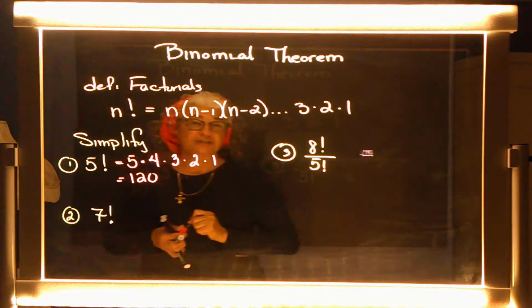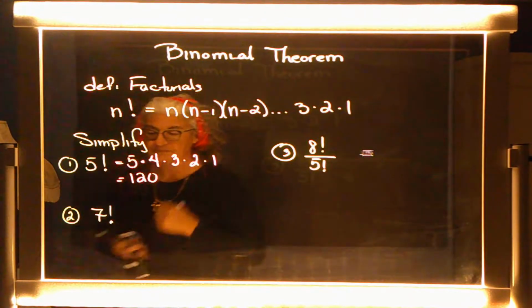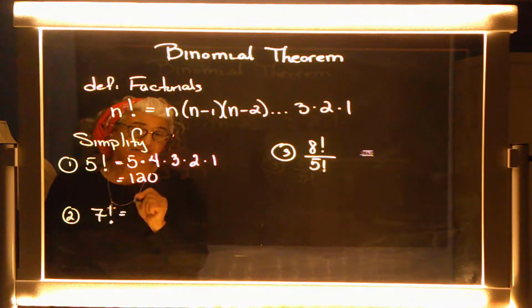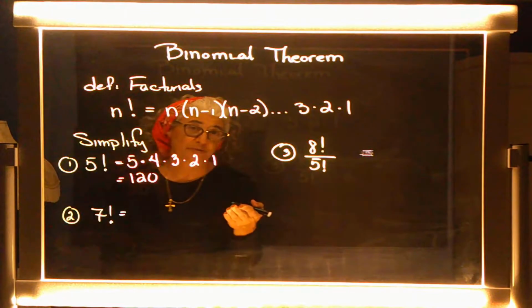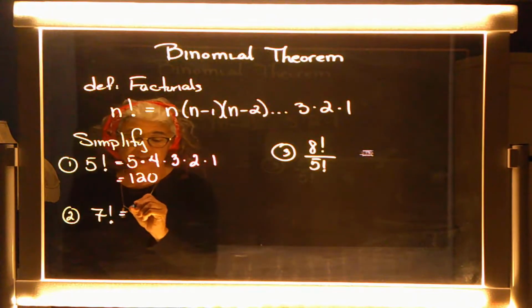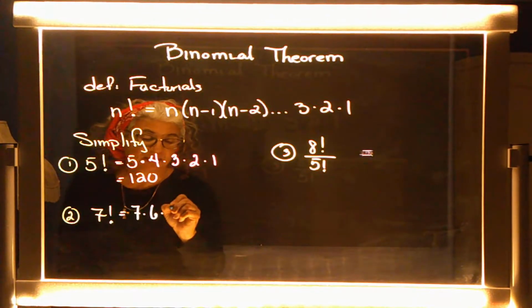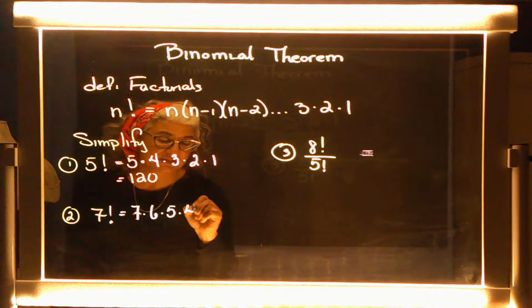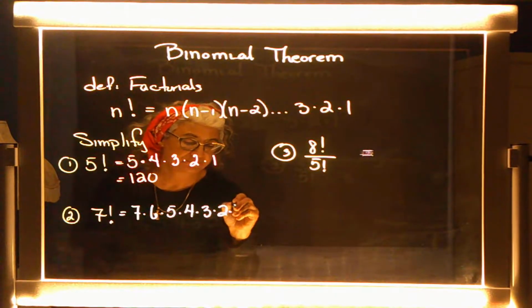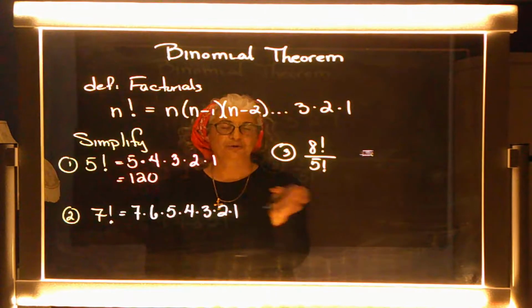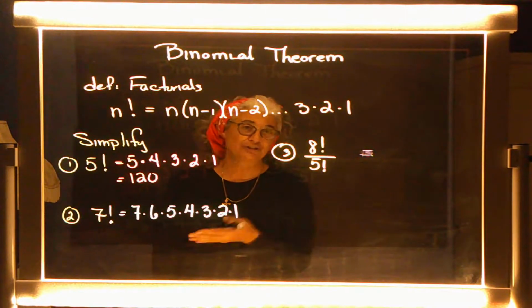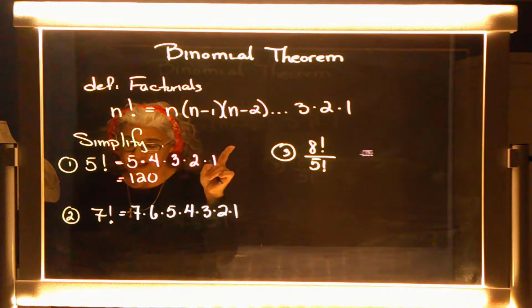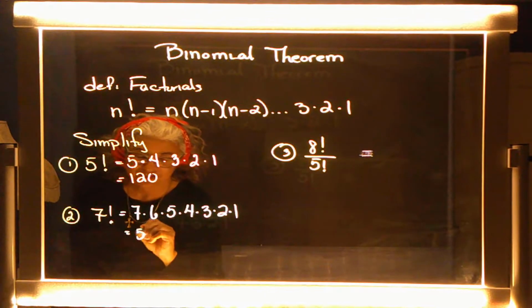Okay, let's look at the second example. 7 factorial, because that's what the exclamation point means, which says we're going to take 7 and multiply it by all the numbers that precede it. Agreed? You're like, hey, I like this. Of course, so do I. It's very easy to do. So when you multiply these, you get, good, 5,040.